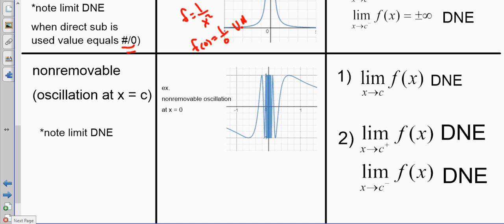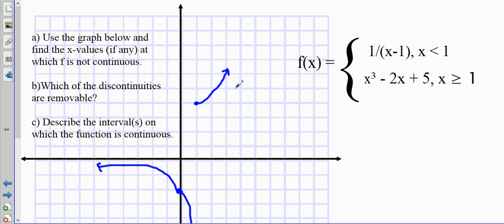Well, let's try applying this stuff. Here we go. Use the graph below and find values, if any, at which f is not continuous. So we're looking for where this is not continuous, where the limit at a value doesn't equal the actual value of the function. Right here, it appears we have a big old gap, and this is going to be at 1. So where is the x value? Well, it appears at 1. There is some discontinuity.